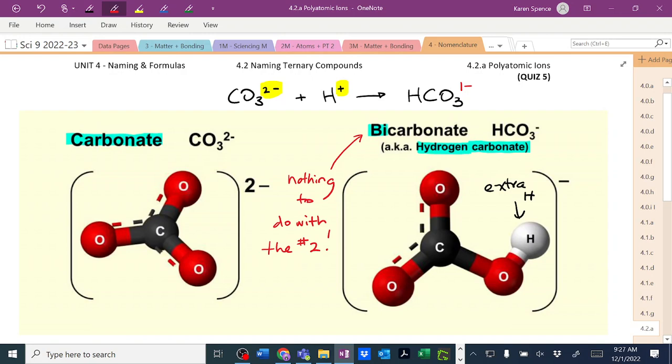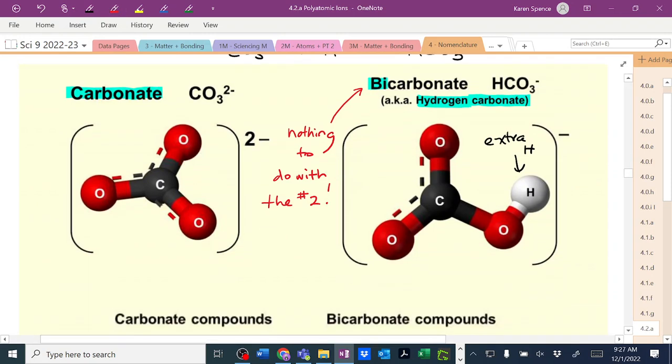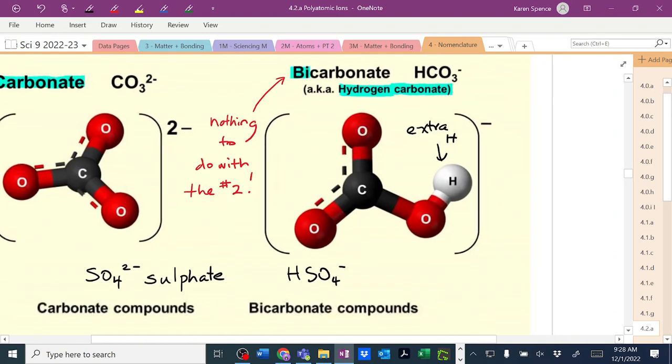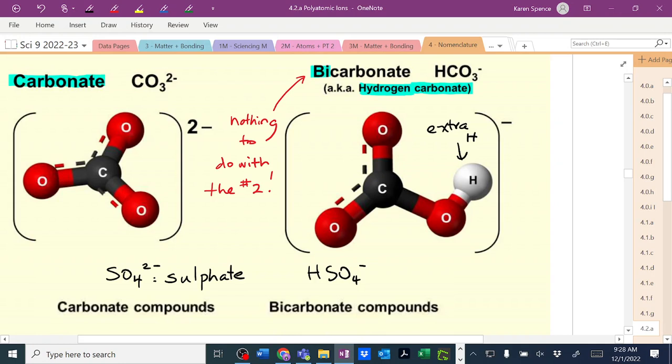So why is it important that we know about the carbonate and the bicarbonate? Well, it's sort of nice to see a pattern. If you look on your table of polyatomic ions, you can see SO4 2- is sulfate. What do you think we would call HSO4-? Chat with your partner. If carbonate, if we add a hydrogen, it becomes bicarbonate or hydrogen carbonate.